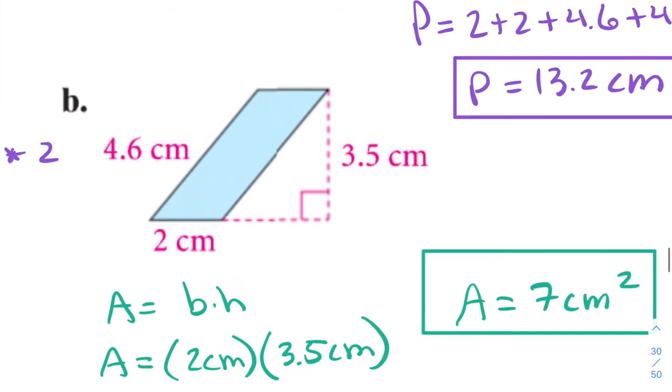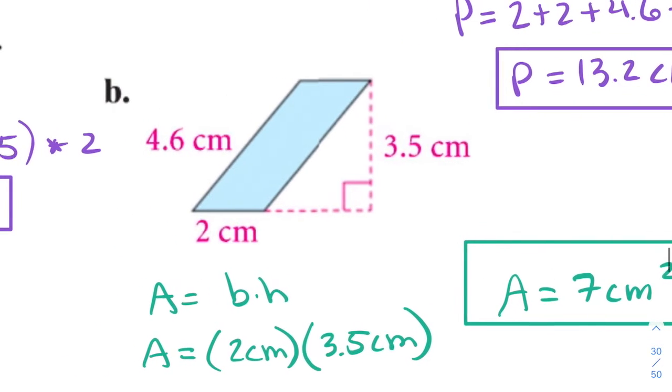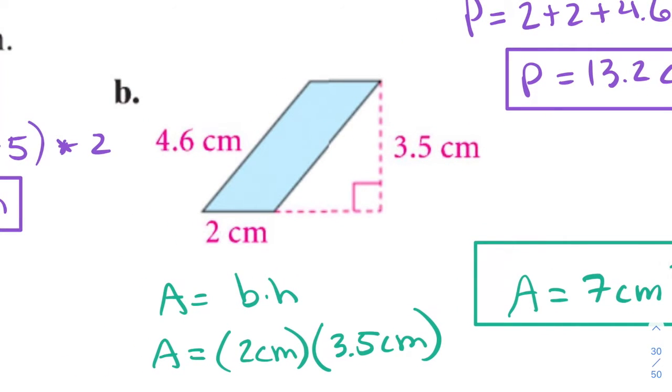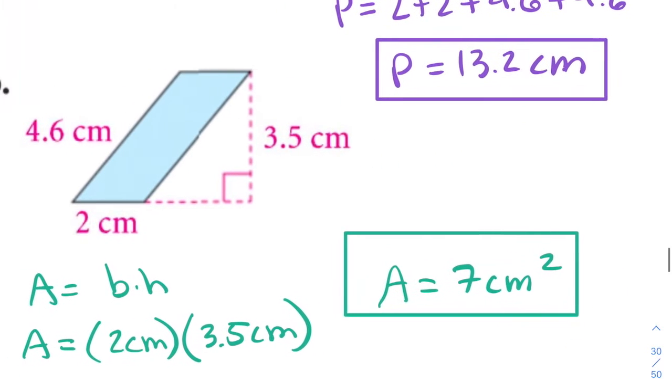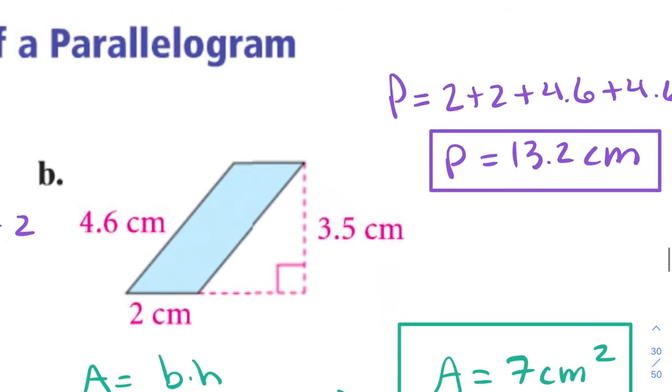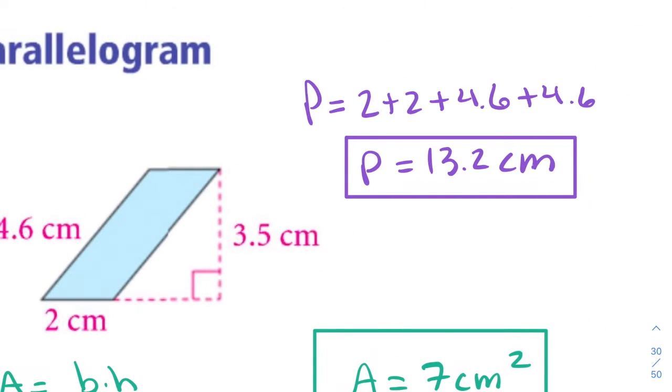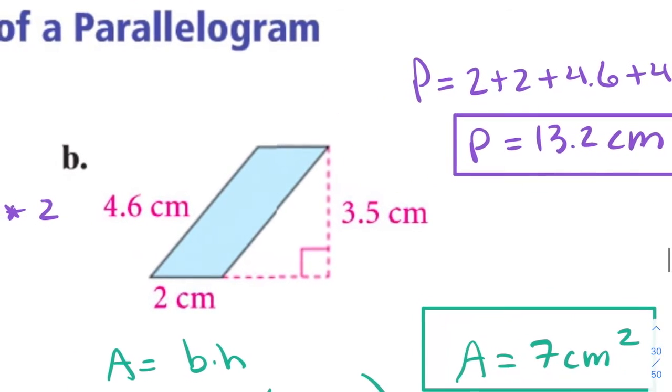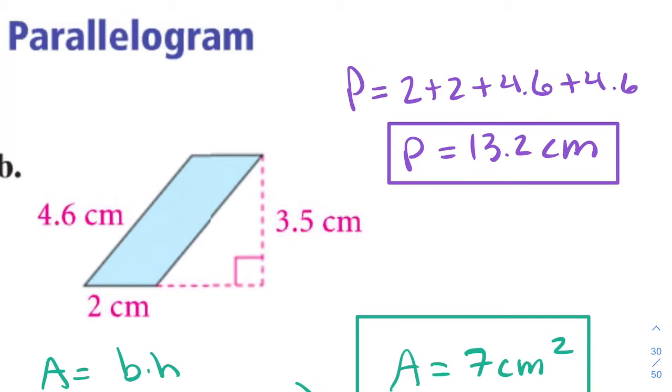Okay, our second problem, again, a few numbers are there to trick you. The 4.6 is there to trick you. The base here is simply 2, and 3.5 is the height. So I put that into my equation, and 2 times 3.5 is 7. Centimeters times centimeters is centimeters squared. Again, I just did the perimeter a different way. I did 2 and 2 and 4.6 and 4.6 just because I had the time to do it. So the perimeter there is 13.2.